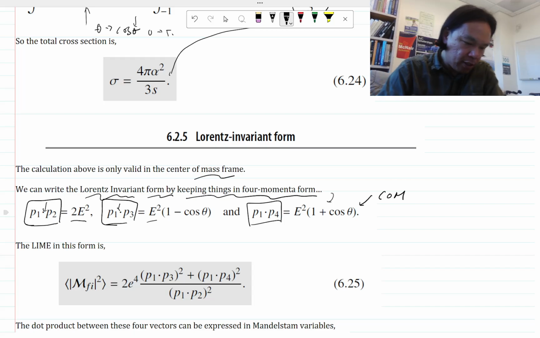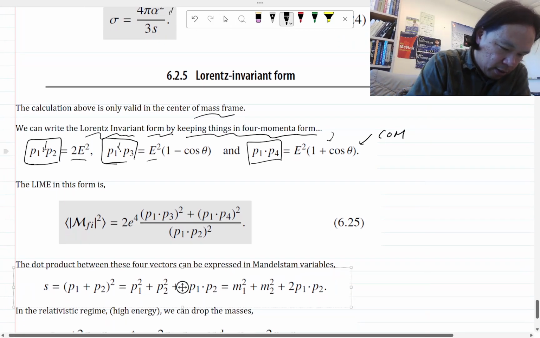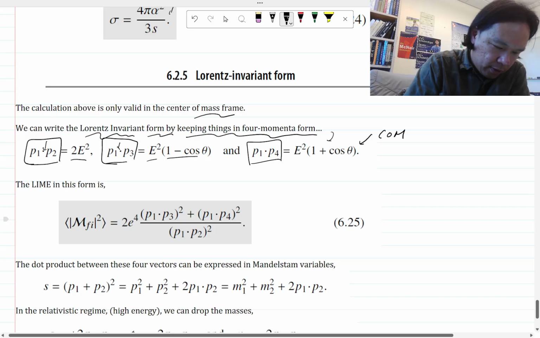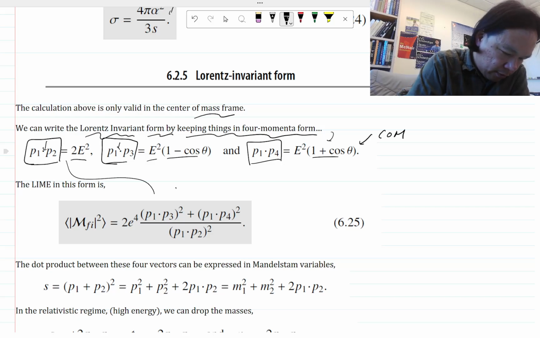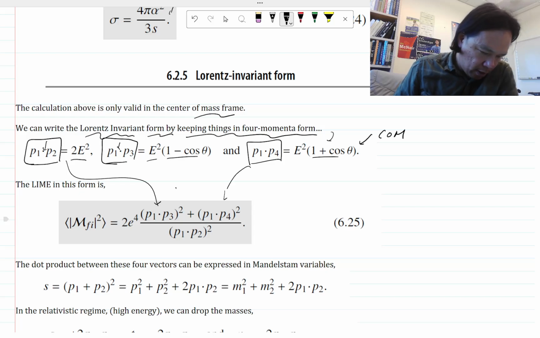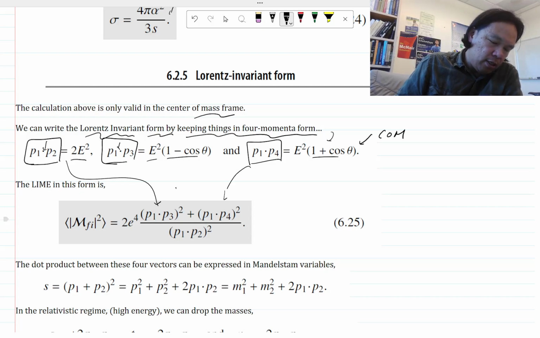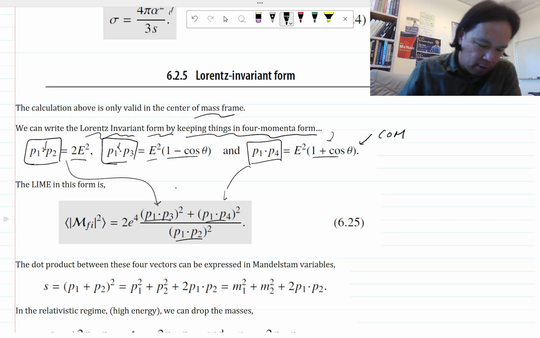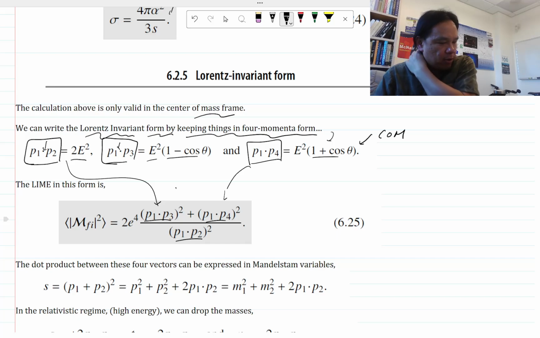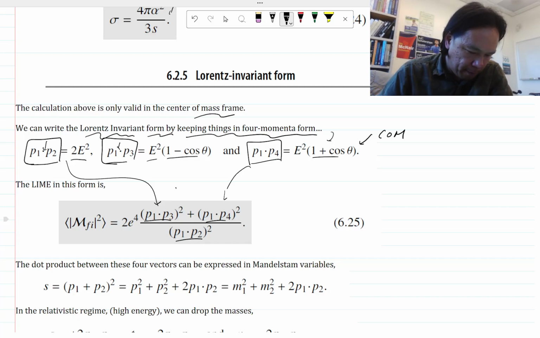So therefore you can replace, anywhere you see in the matrix element, 1 minus cosine, 1 plus cosine, and the 2 E's with these 4-momentum dot products. And therefore the spin-averaged, helicity-averaged matrix element squared is going to be 2 times the energy times these 4-vector dot products. I'm not even going to read them out, but you can see them on the screen.